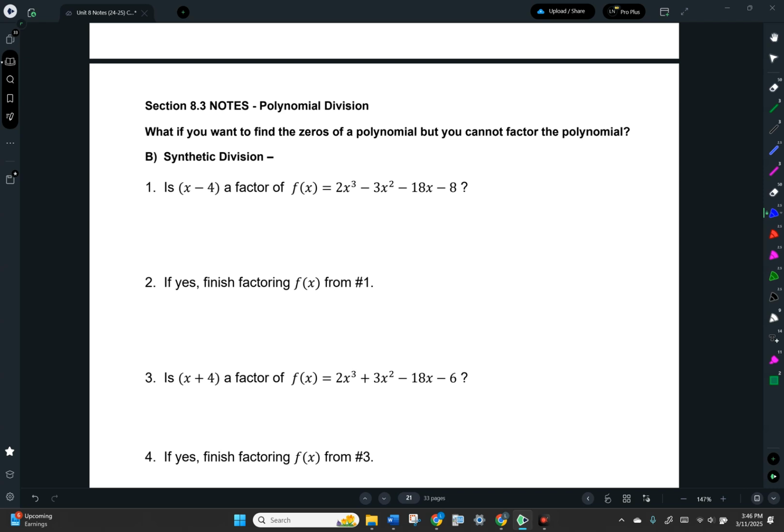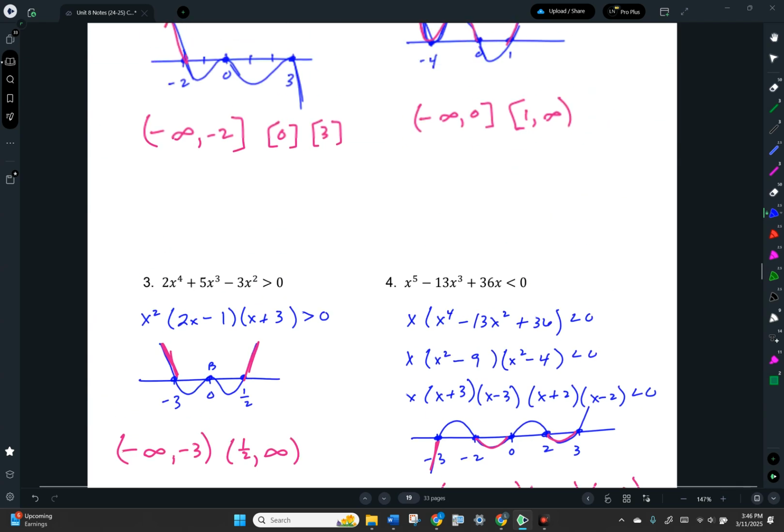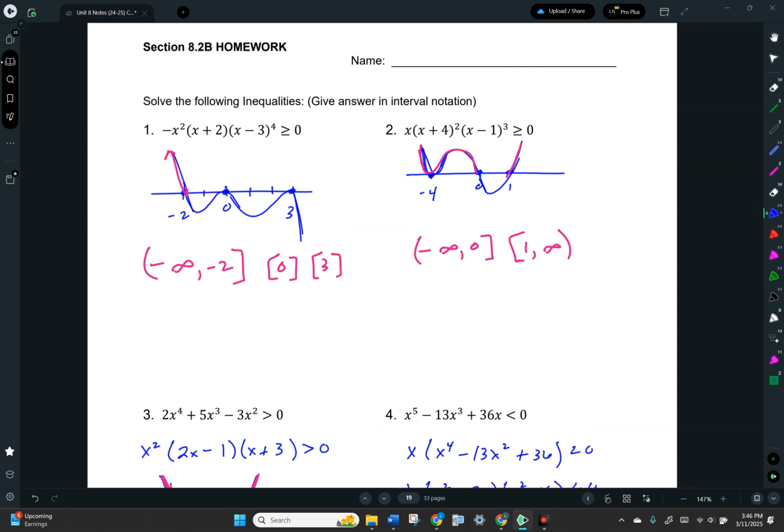All right, this is section 8.3 video. It's about polynomial division, but let's do a one step back. You may recall back in section 8.2, we were graphing the polynomials. I know 8.2b we did the inequalities, but in general, we were graphing the polynomials.